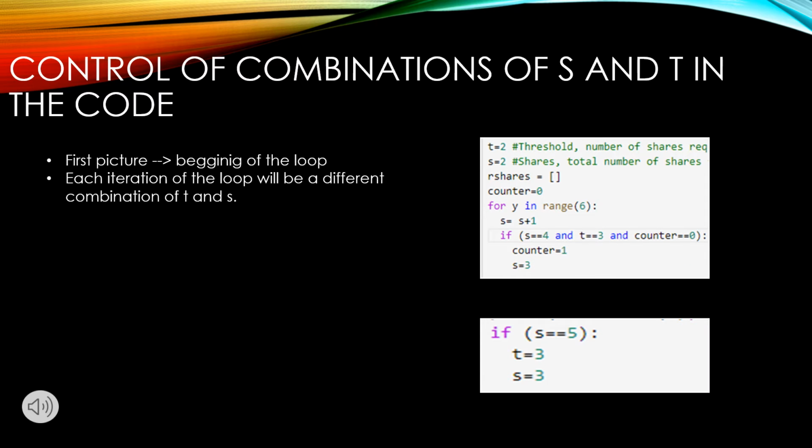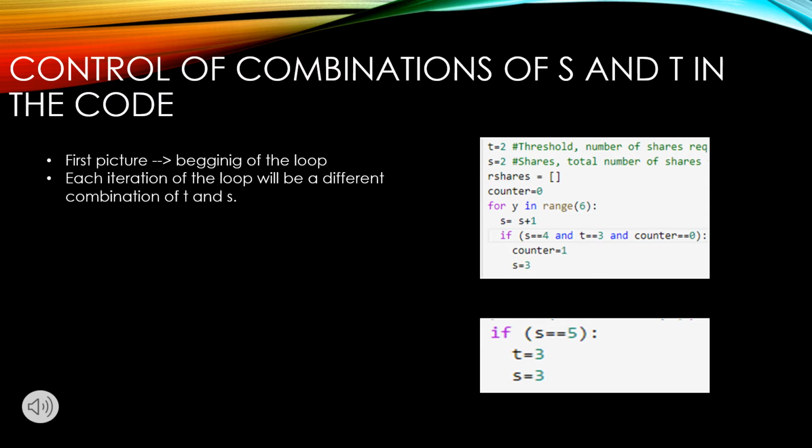For controlling the combinations of S and T in the code, because we need the combinations of T 2 and 3 for S 3, 4, and 5, we need to control this. So for this, I made a loop of 6 iterations in which S is going to be one value more than in the last iteration. So if S was 3 in the last iteration, in the next one it is going to be 4. That's why T starts with 2 and S starts with 2, because the first one to go in the loop will not be 2, it will be 3, as I just said.